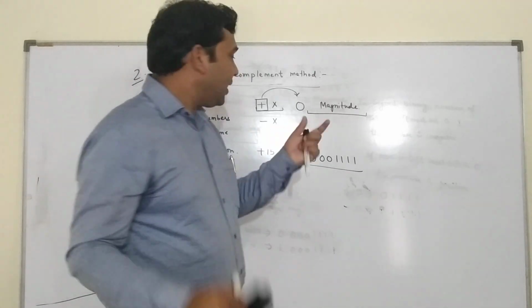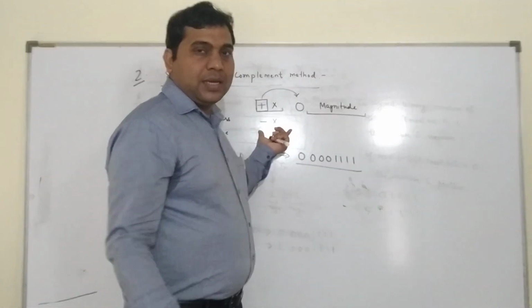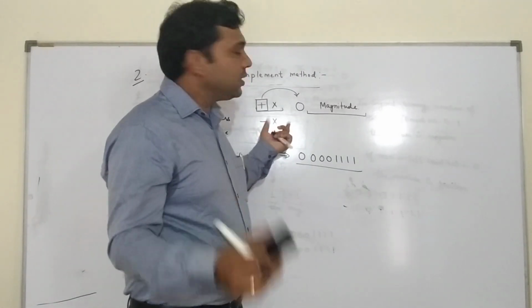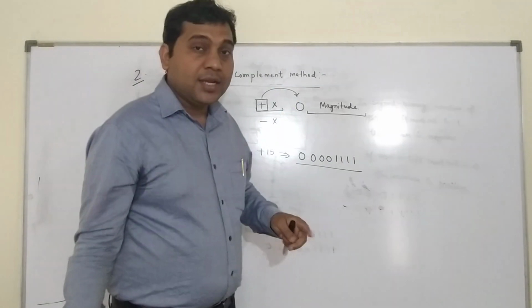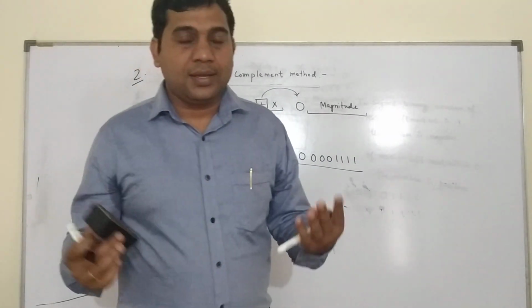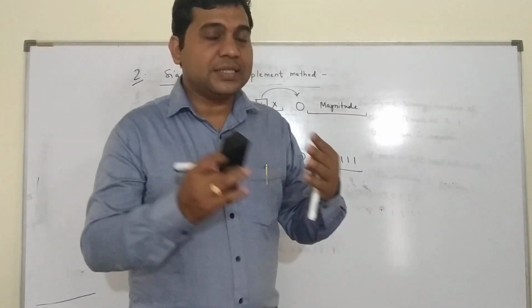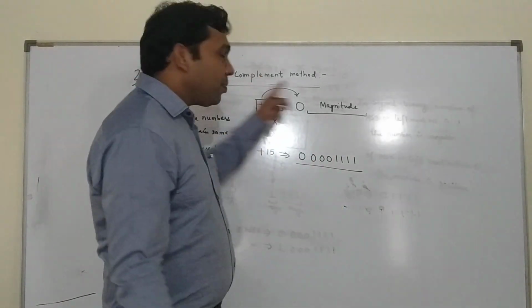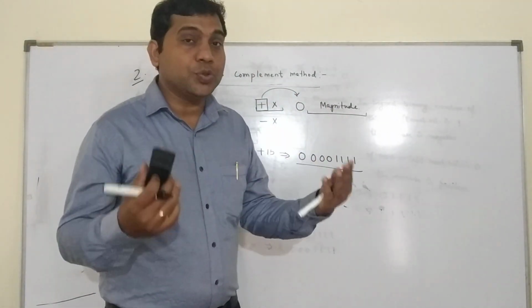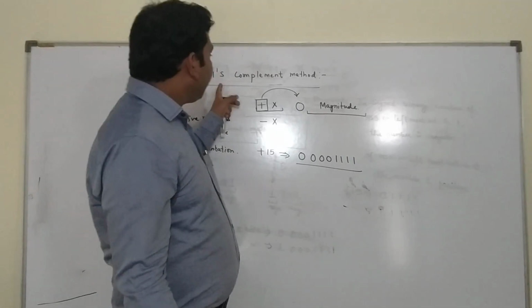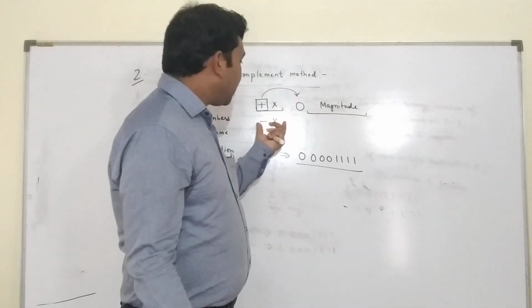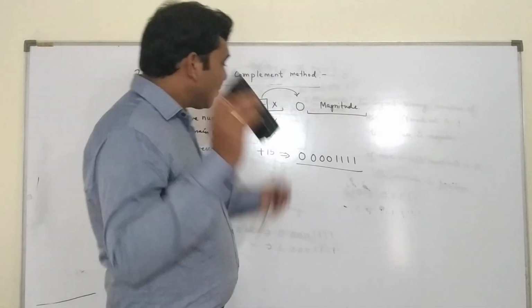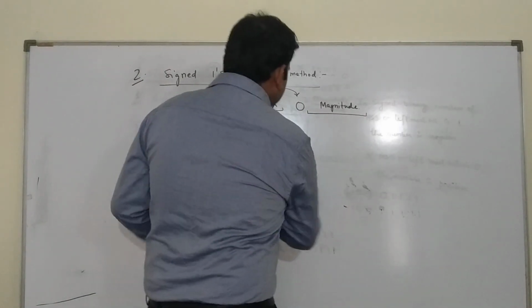So we need to look at negative numbers. How to represent negative numbers in signed ones complement method? The negative numbers are different. They are different in signed magnitude, different in signed ones complement, and different in signed two's complement. Now in signed ones complement method, how to write -6? This is very important. How to write -6?